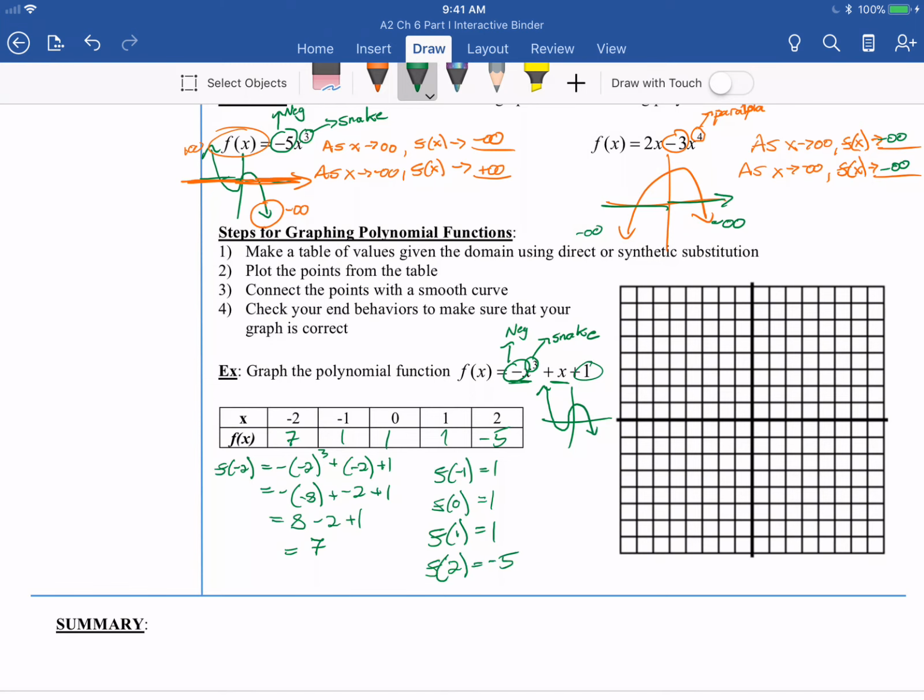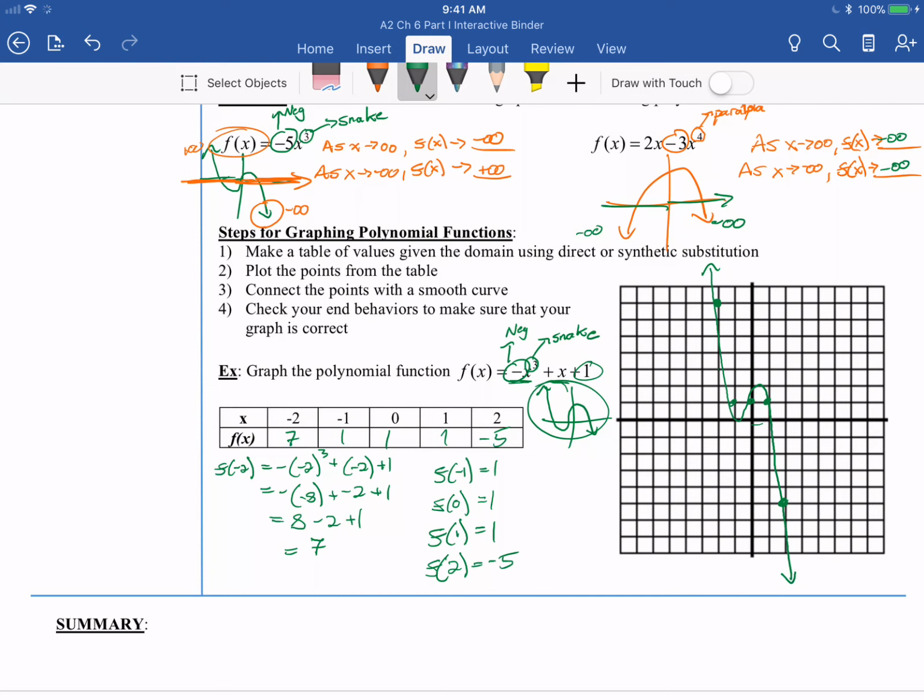So now I just go through and graph these. I get negative 2, 7, 1, 2, 3, 4, 5, 6, 7. I get negative 1, 1. I get 0, 1. I get 1, 1. And then I get 2, negative 5, which is right there. And now I notice, does this look like this sort of graph? Let's see. If I connect these points, this one kind of goes below there, and this one comes above and down through there.